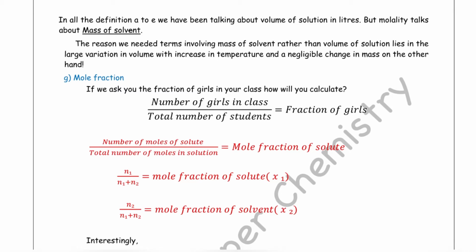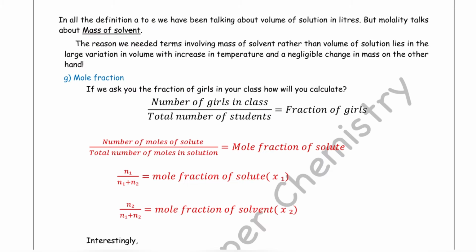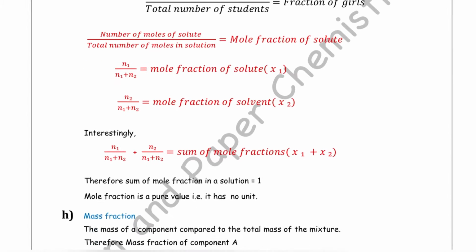Okay, now before I go on to the next set of definitions, mole fraction, mass fraction, and so on, I want to put a simple question to you. Supposing you have 5 oranges and 6 apples. My question to you is, what is the fraction of oranges you have? Oh, yes. Very easy question, right? 5 by 11. And what is the fraction of apples you will have? 6 by 11. Very right. So we are going to apply this very knowledge to understand mole fraction and mass fraction.